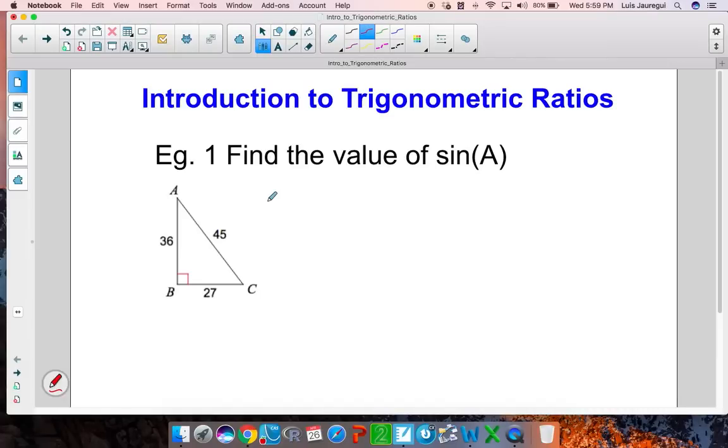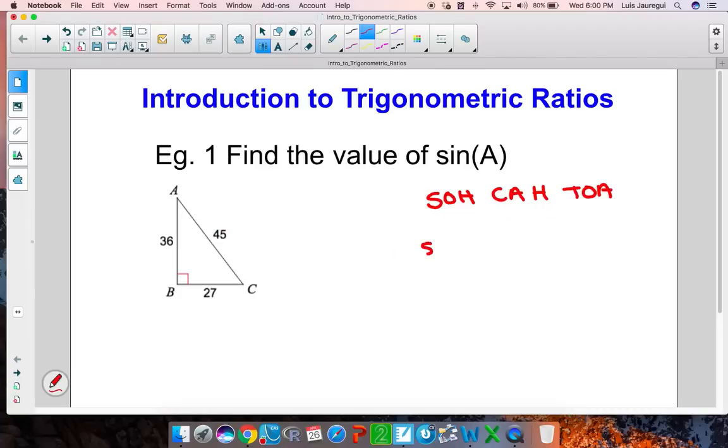Welcome to our introduction to trigonometric ratios. Let's go ahead and get started with the basic trigonometric ratios. To do so, let's remember this particular mnemonic device, SOHCAHTOA. Now, this mnemonic device will help you remember the basic trigonometric ratios.